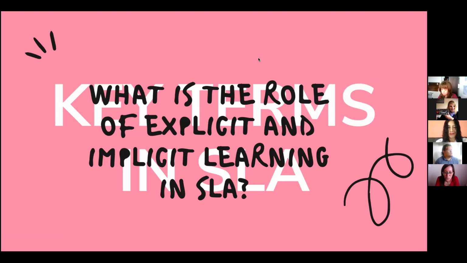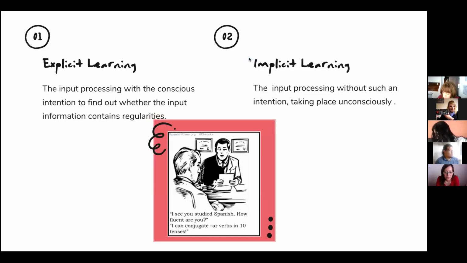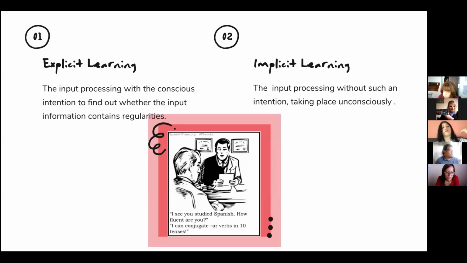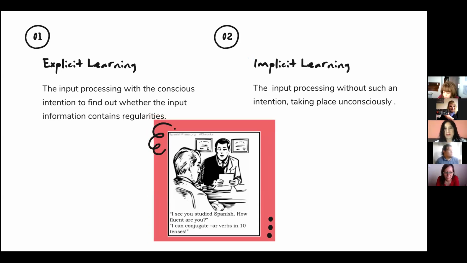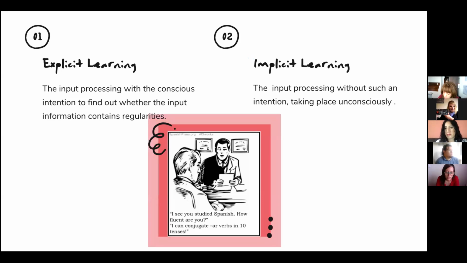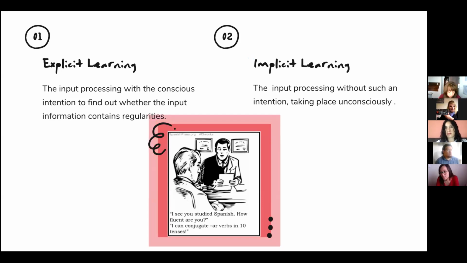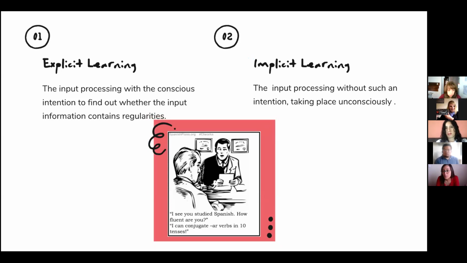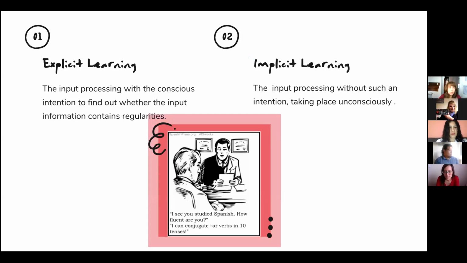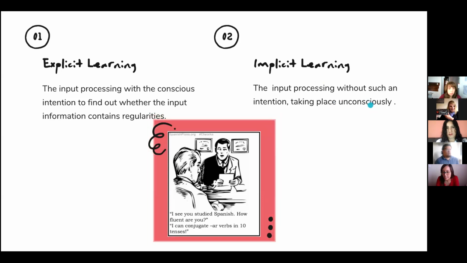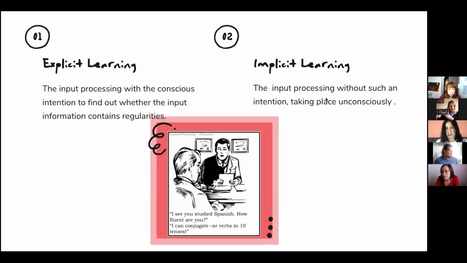I'm going to talk about what is the role of explicit and implicit learning in second language acquisition. So the book gives us the following definitions. The first one, explicit learning, is input processing with a conscious intention to find out whether the input information contains regularities. And if it does find regularities, then it has to work out those concepts and rules in order for those regularities to be captured. And implicit learning is input processing that is done unconsciously. So it's the complete opposite. It's done without any intention.